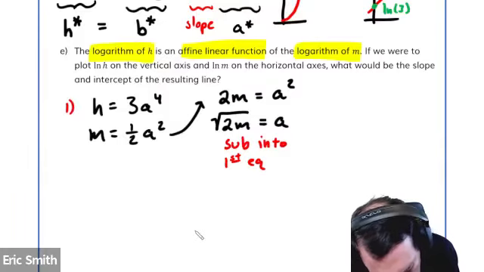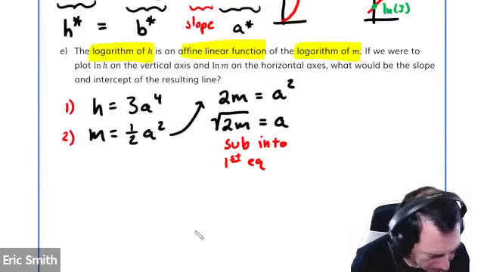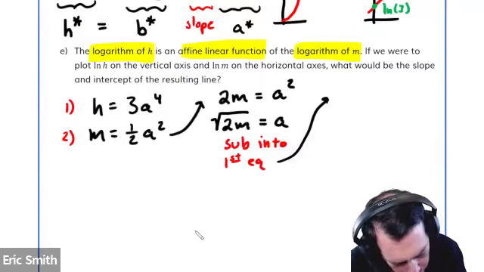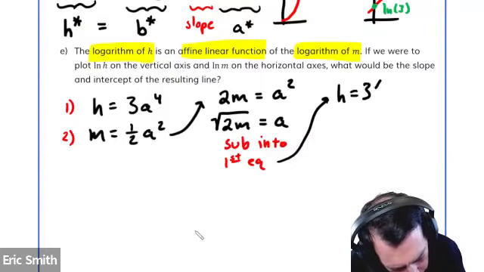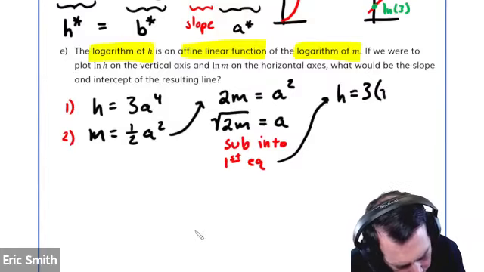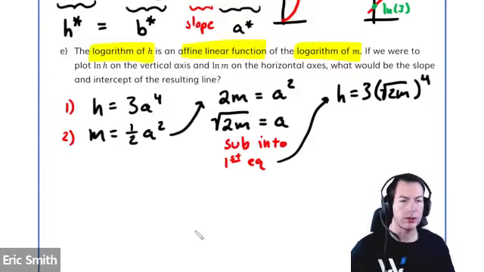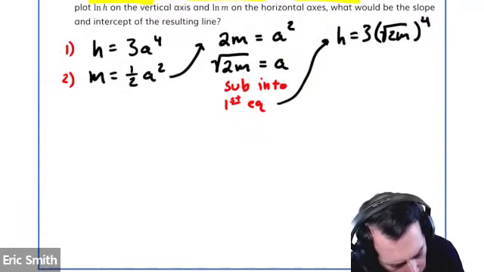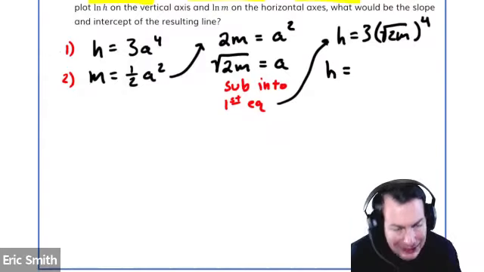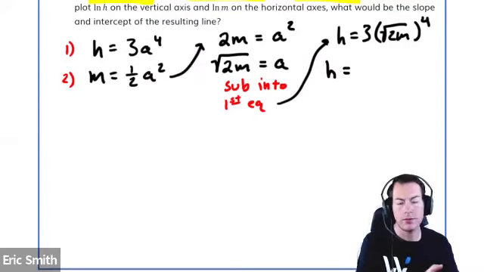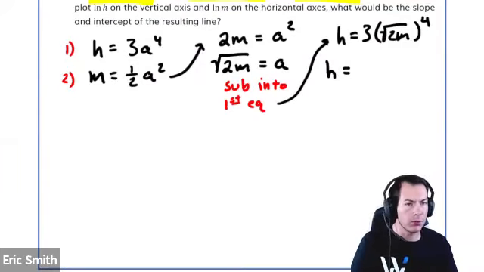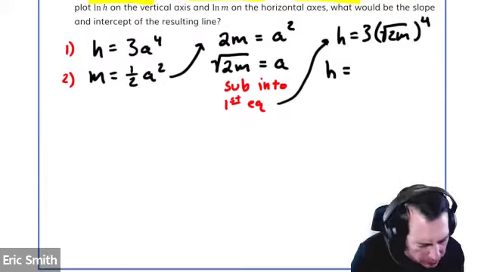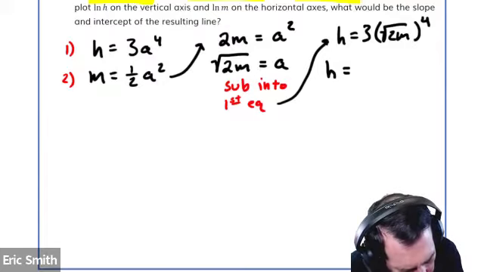So that's going into my first equation. So h is equal to 3. And instead of A, I'm going to write the square root of 2m. And this will be raised to the 4th power. All right, now we actually have something that will connect our happiness to motivation. H is equal to some version of m. We just want to clean it up a little bit, maybe get rid of those additional square roots.